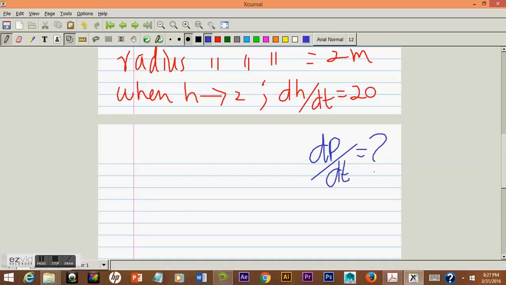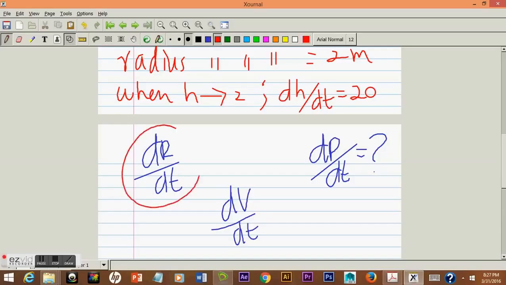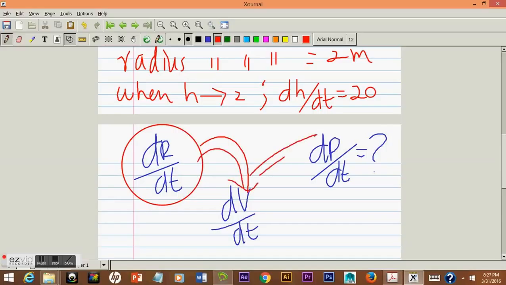So this is the dP by dt question. We have to find dP by dt. So where do we have to begin? We have to begin from dr by dt, because dr by dt is our data. Then we have to find dV by dt. From dr by dt to dV by dt, we have to come from that. And from that we have to go to dP by dt.